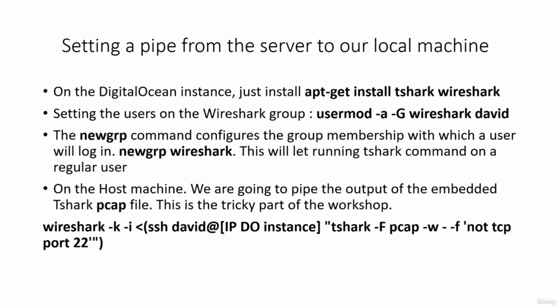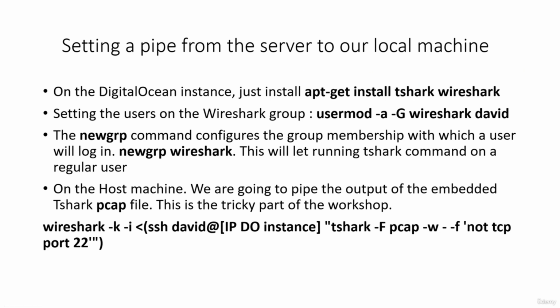Now we are going to set up a pipe from the server to our local machine. We are going to stream the traffic to the machine over SSH and push it to Wireshark for monitoring. On the DigitalOcean instance, just install Wireshark. As previously told, most Linux distributions have Wireshark pre-installed. It's better to use Kali Linux, because it has all the penetration and attacking tools pre-installed, so you don't have to install a specific one manually. If you don't have it installed, just type this and it will install automatically.